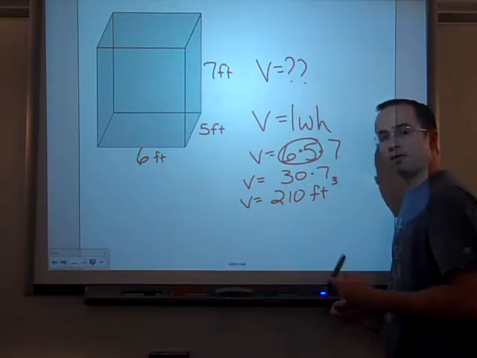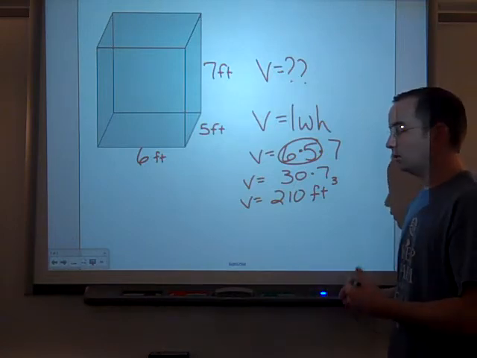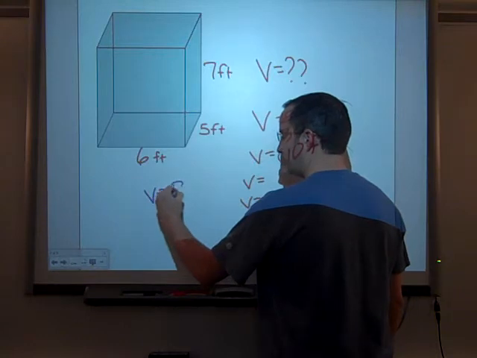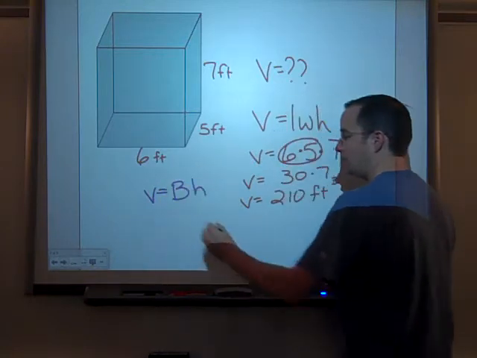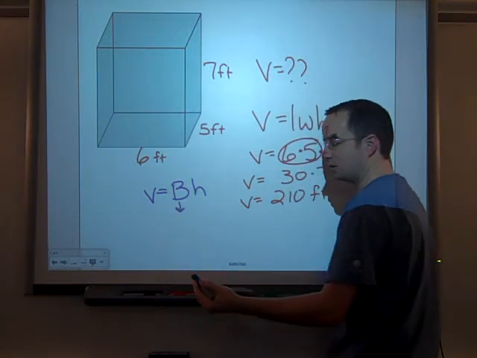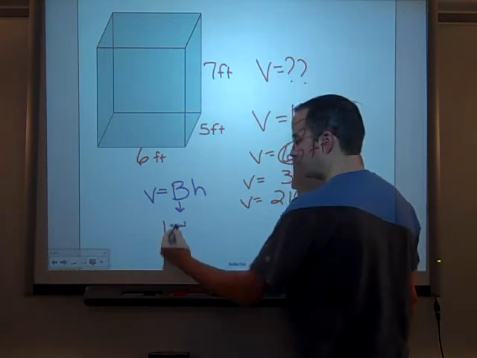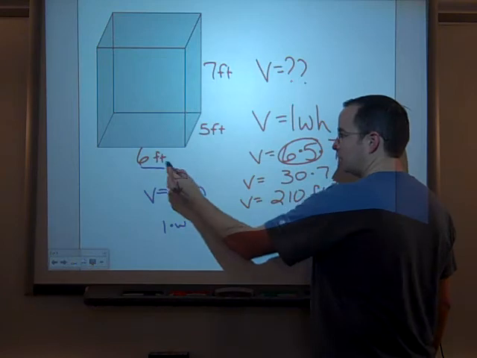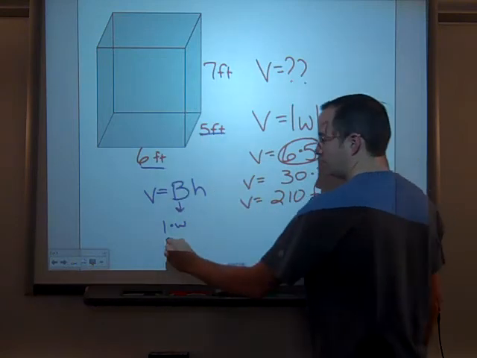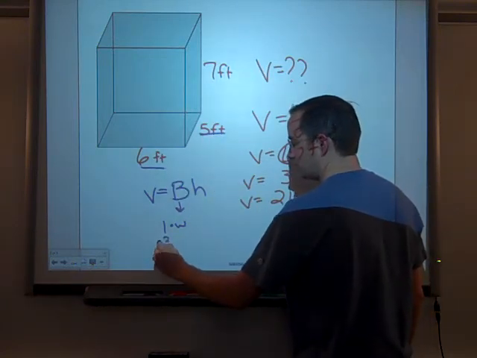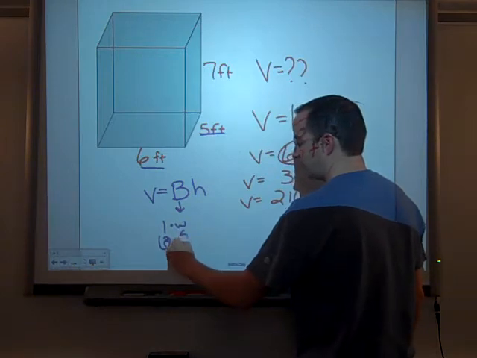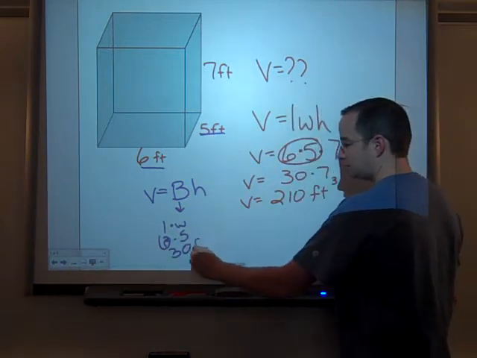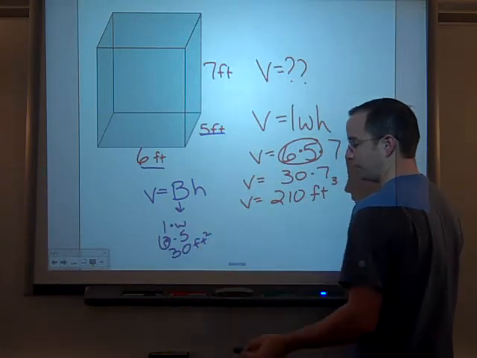Now, what if they say, hey, I want to find big B. Well, don't get confused. We learned from the last slide, volume equals big B times H. Well, big B, that just equals length times width. So if they just want to know the big B, it's just your length times your width. So that's 6 times 5 equals 30. Big B equals 30 feet squared.